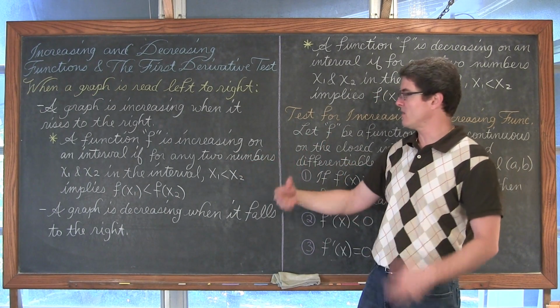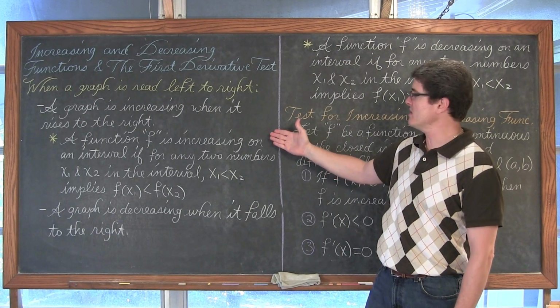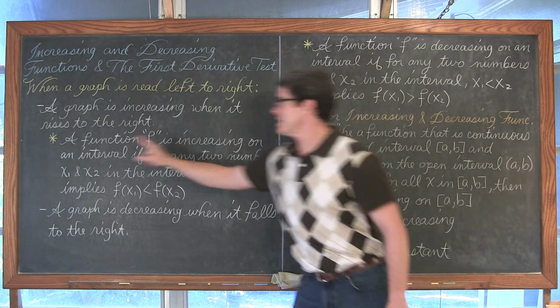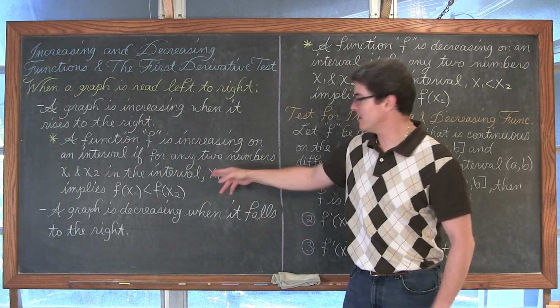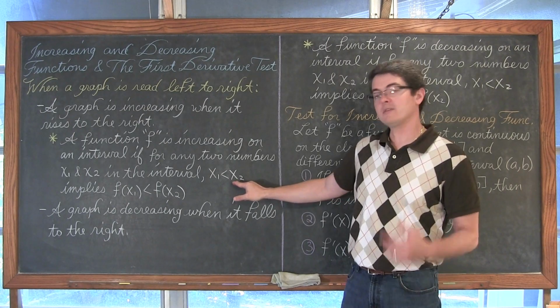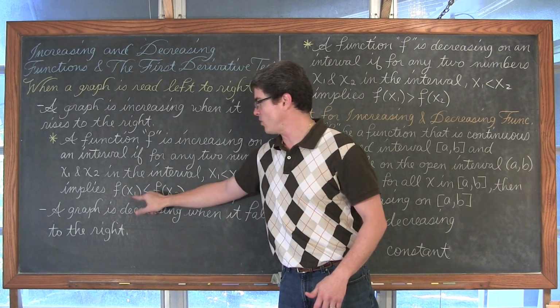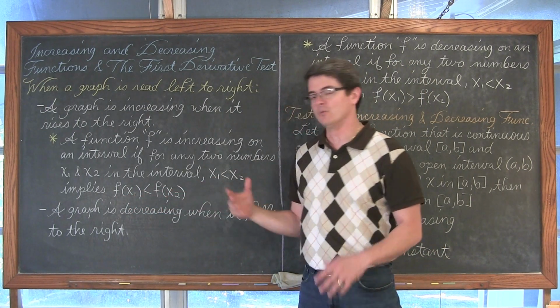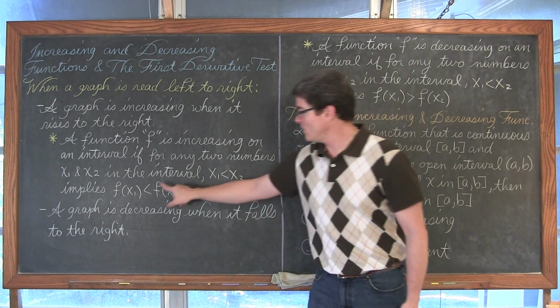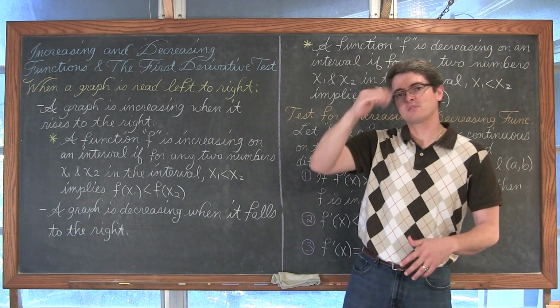Or, in more mathy language, a function f is increasing on an interval if, for any two numbers, x sub 1 and x sub 2, in the interval, if x sub 1 is less than x sub 2, this implies that f of x sub 1 is less than f of x sub 2. What does that say? It says if you have a bigger x, you have a bigger y. So it goes up to the right.